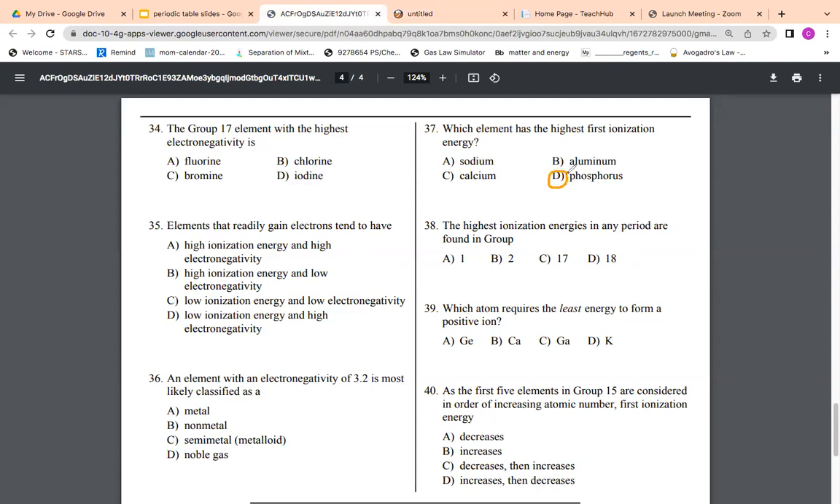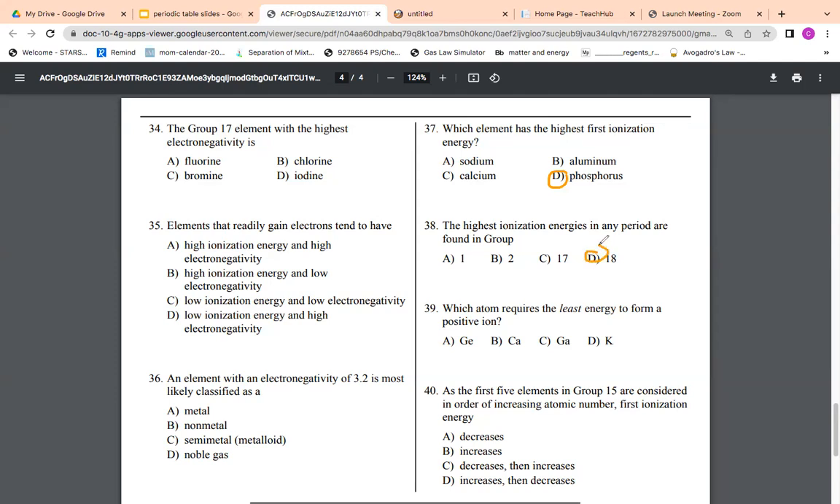All right, number 38. Highest ionization energies in any period are found in group... Again, the things on the table that have the highest ionization energies are the things that absolutely do not want to give up their electrons, and that would be the noble gases in group 18.